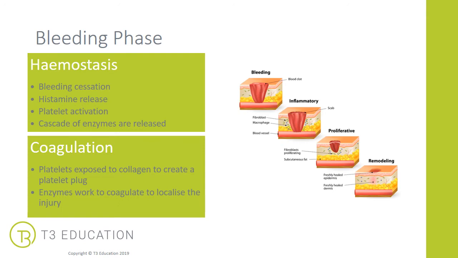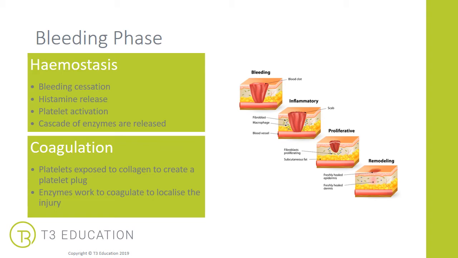The bleeding phase. Within this phase, there are two main stages that the healing process has to go through. The first one is to stop the bleeding completely, and the second one is to create clotting to keep the injury in that local area. The first process, which is stopping the bleeding, is hemostasis. What happens there is that bleeding stops, histamine is released, which creates that swelling, which then allows the platelets to be activated, and then a whole load of enzymes are released to the area to then move into the clotting phase of healing.